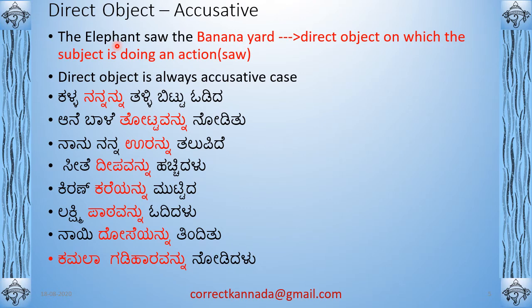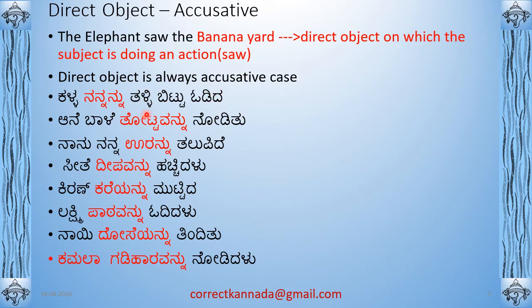So elephant is the subject. It saw what? The banana yard, not the banyan yard, sorry. The elephant saw the banana yard. The banana yard is basically your object, right? So what we are trying to say here is whenever you have a noun that is an object, it will always be in Dvitiya Vibhakti.